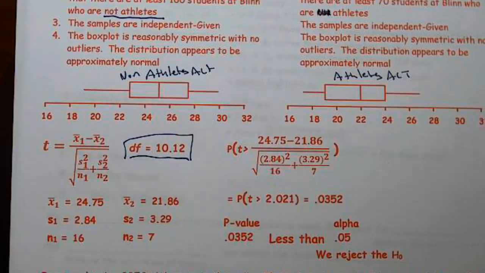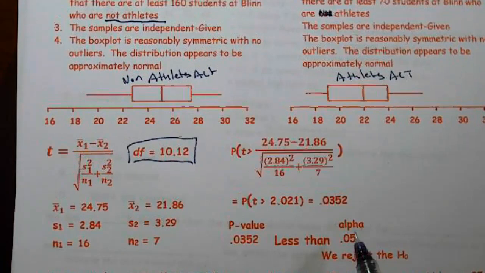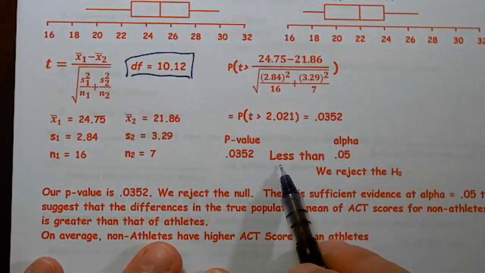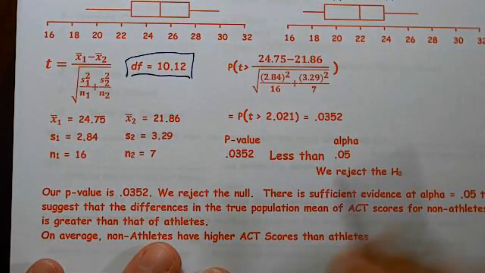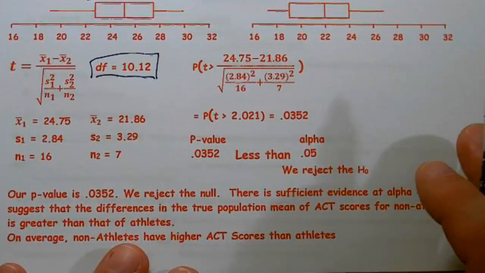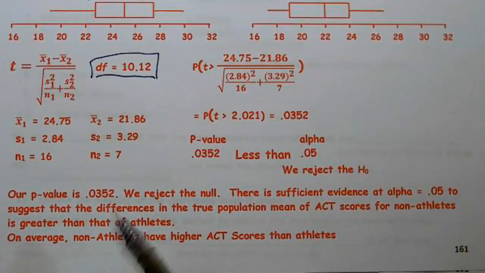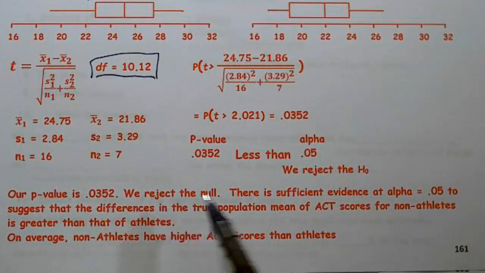And if you have data, I would go ahead and run the equation just as we did, and then plug it in. We got a p-value of 0.0352. They told us alpha is 0.05. So this is less than. Because it's less than, we're rejecting the null. So what are we saying? Our p-value is 0.0352. We reject the null.